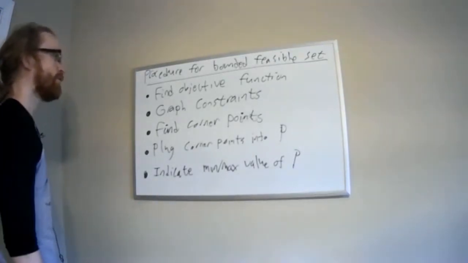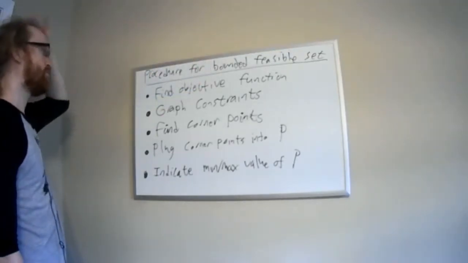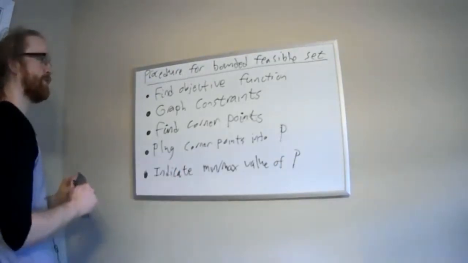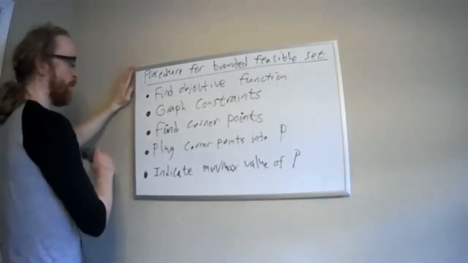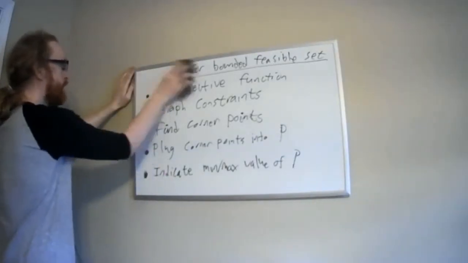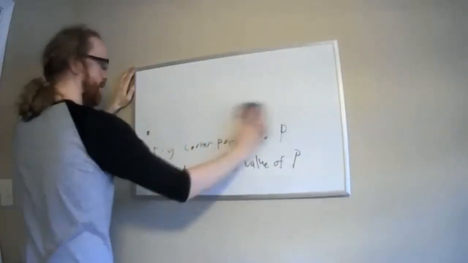Okay, so this is our general procedure. This is just for bounded feasible sets again. We have to do something slightly different if it's unbounded, but I don't want to do that yet. I just want to deal with bounded for a moment. So let's do a couple examples of these with bounded feasible sets. And I'm not going to write these.